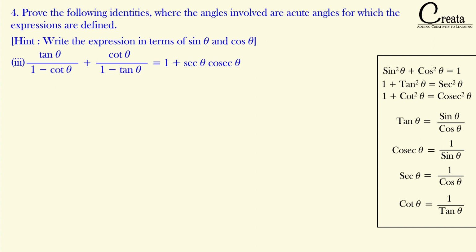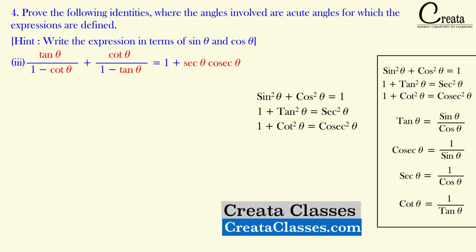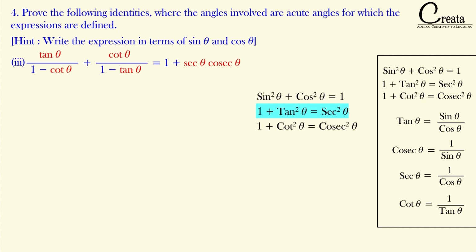Firstly, let's observe the question. Here the expression on left hand side are tan and cot, and on the right hand side it is sec and cosec. If you observe the 3 trigonometric identities formula, the second formula involves tan and sec, and the third formula involves cot and cosec. On the left hand side we are having tan and cot. It means the second formula will not be completely applicable as it involves tan theta and sec theta. Here it is tan and cot. So the third formula will also not be applicable.